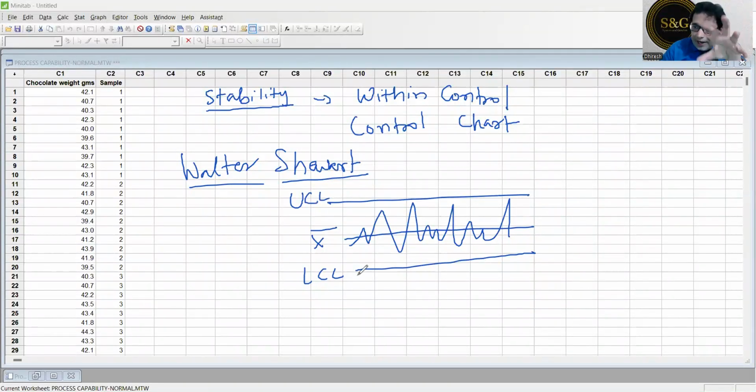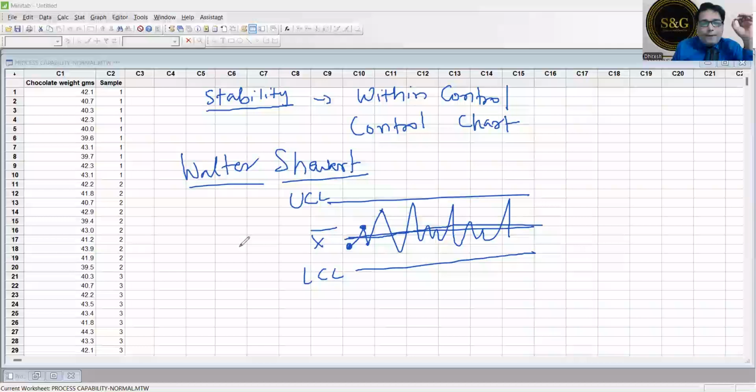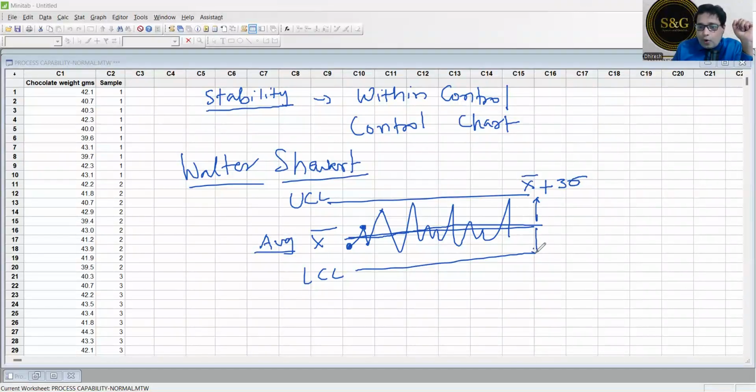What is plus and minus 3 standard deviation? It's very simple. You collect the data like this, chocolate weight. The first chocolate is 42.1, the second is 40.7, the third is 40.3, and so on, and this graph will be plotted, like we used to plot graphs on graph paper during our school days. After that, the average will be taken and we plot X bar, which is the average of all the data points. Two lines will be plotted, and we need not plot them, since we have Minitab software. The software will plot those lines, called the upper and lower control limits. The upper control limit is X bar plus 3 times the standard deviation of your data, and the lower control limit is X bar minus 3 times the standard deviation.